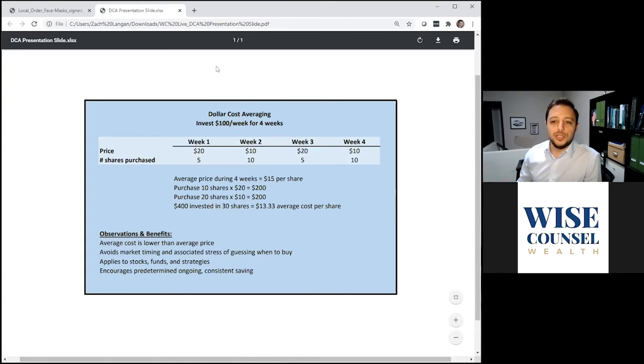The goal is to take the volatility that can happen in the market, with it moving up and down, and to minimize the effect that those market swings have on your investment. You're basically trying to reduce the volatility on your timing of when you're putting that money in.